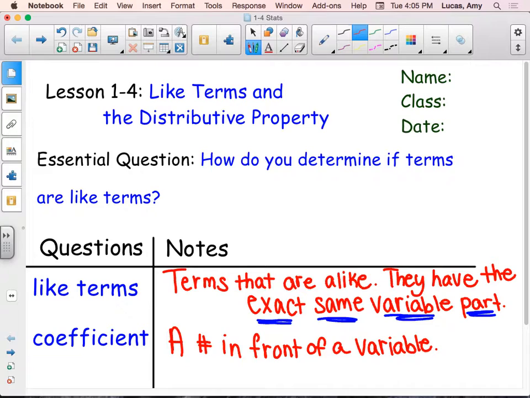Co as a prefix, co means like goes together. So if we had a term like 5x, the 5 is called the coefficient. It goes with the variable. And the x is your variable.